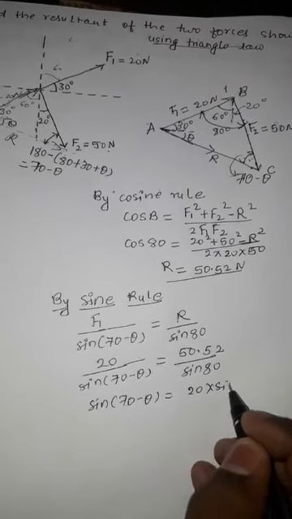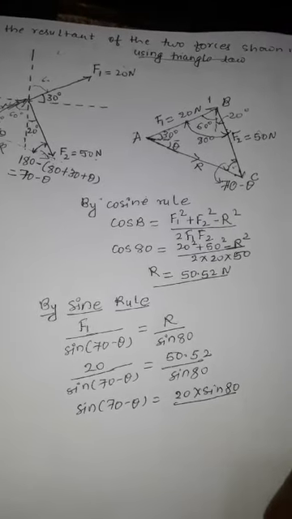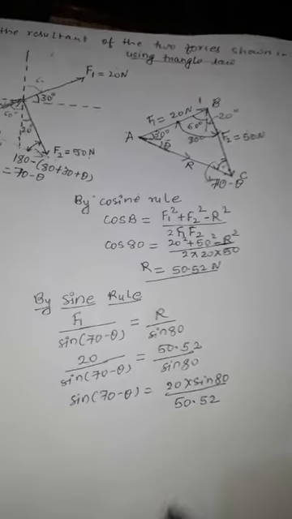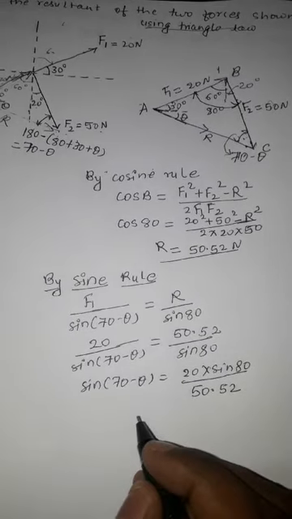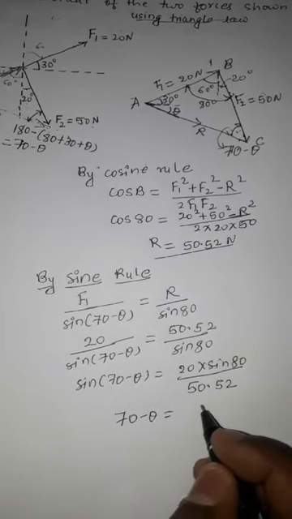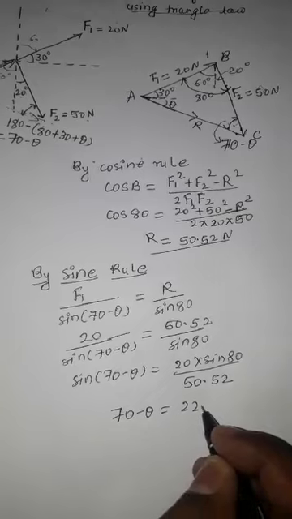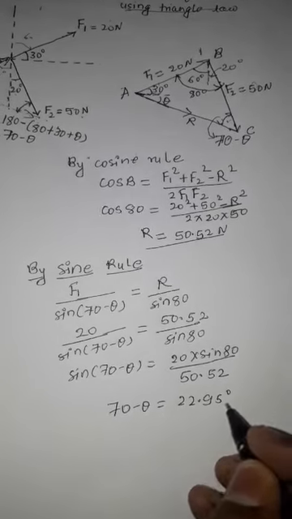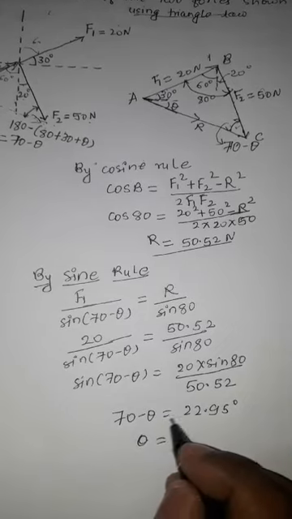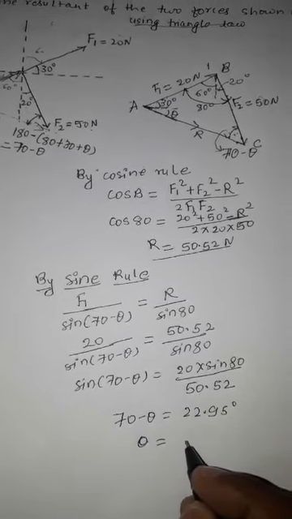So I am just simplifying it here: sine(70 minus theta) equal to 20 into sine 80 divided by 50.52. So for 70 minus theta, I am taking sine inverse on that side, so I will get this value as 22.95 degree. To calculate the theta value, I am just doing the subtraction here, 70 minus 22.95.